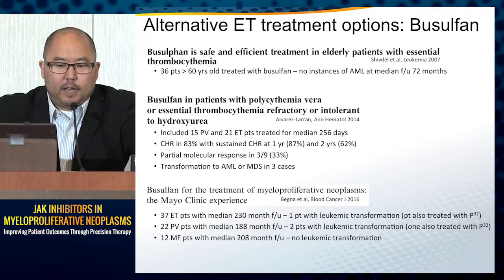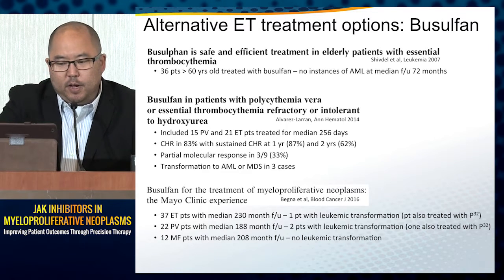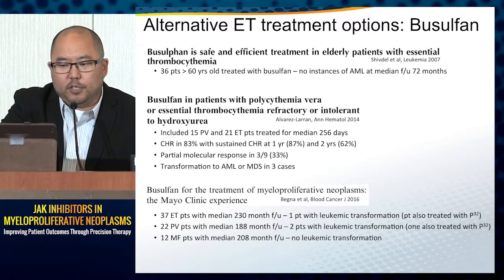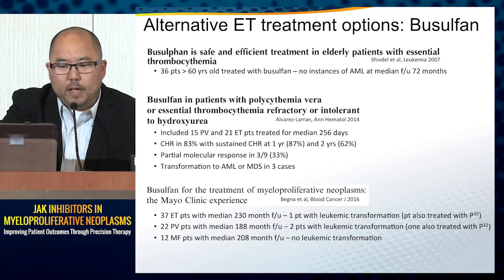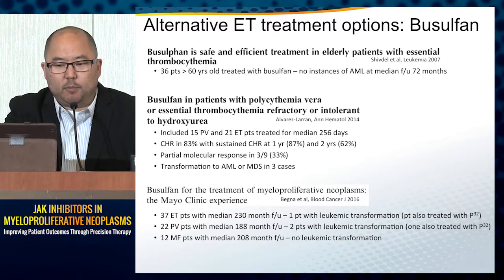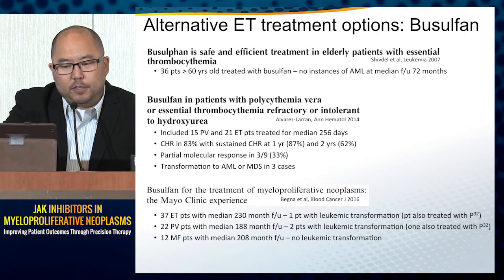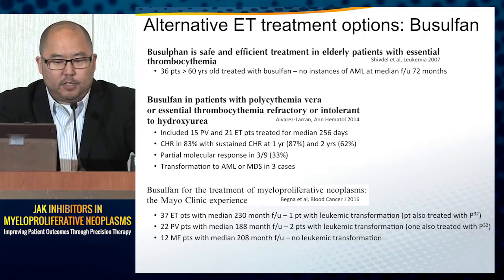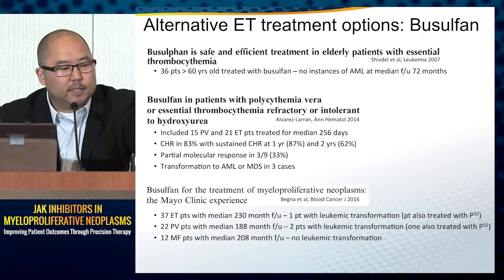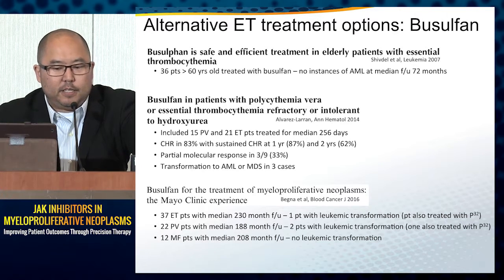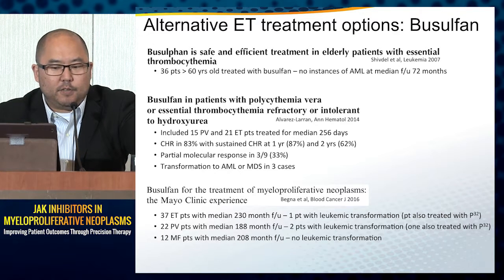Okay, so busulfan. This is a drug that I think in a lot of ways has seen a little bit of a resurgence recently. I think it has the specter of many of the cytoreductive agents of increasing leukemic risk in patients with myeloproliferative diseases. But a number of studies have come out over the past several years suggesting that busulfan has substantial activity in ET, and that perhaps the risk of secondary transformation is not as high as was once believed.